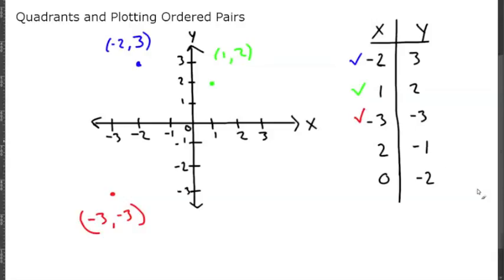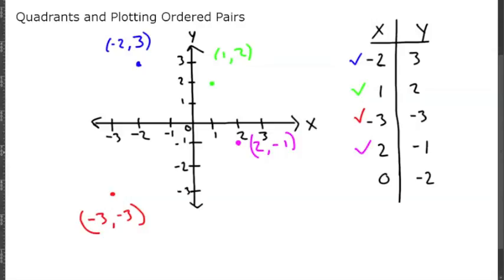Now our next one is going to be 2, -1. So we're moving +2 in the x direction, and then it's negative in the y, so we're moving down 1. So 2, -1 is the ordered pair for that point.